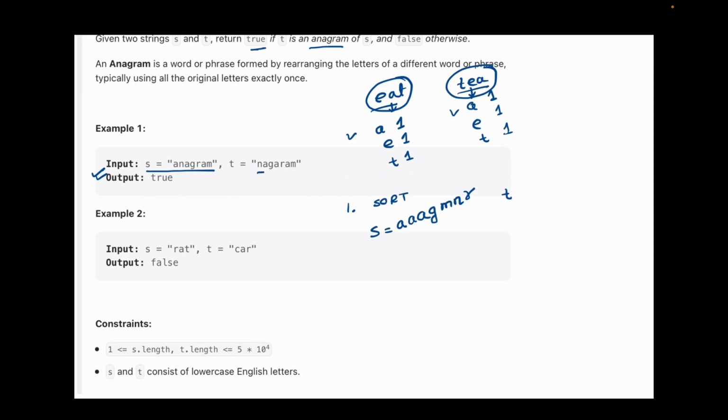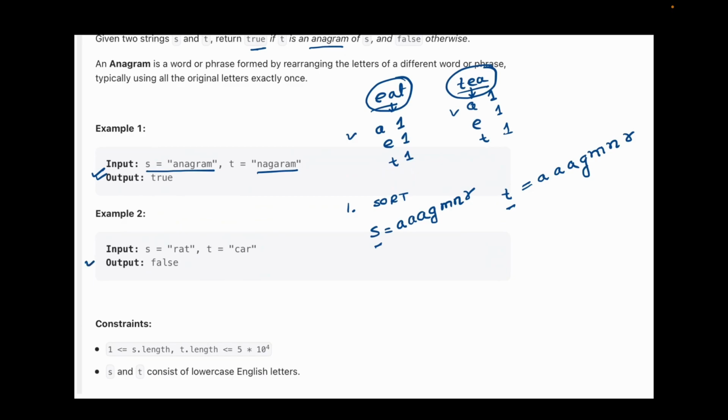If I now sort this, we will get all the A's at the beginning. There are 3 A's. Then we have a G. Then we have M, N. Then we have the R, right? Now if I compare S with T, both are exactly the same. So we can conclude S is an anagram of T.